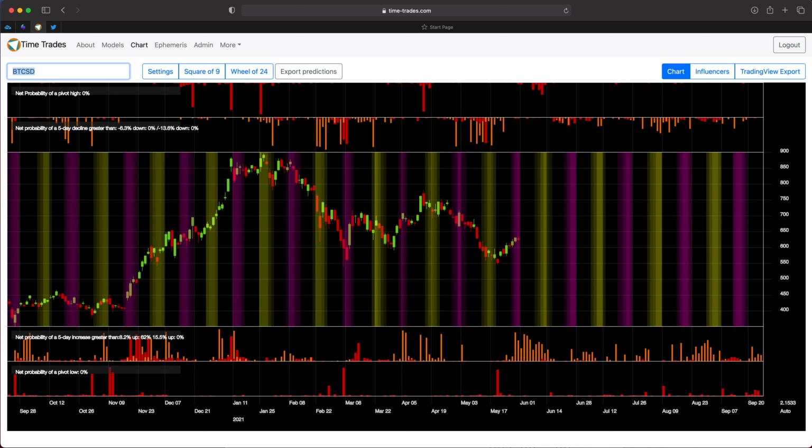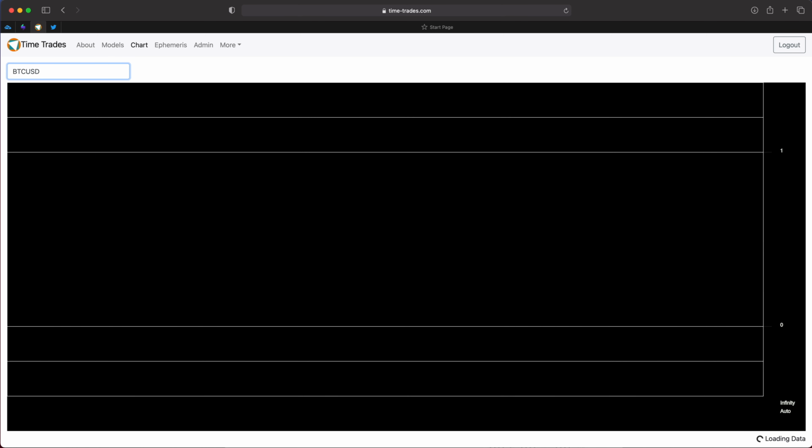I'm going to be talking today about the new Gann Waves feature and how it's sort of changed my perspective on looking at a chart. So let's start with our great example here, Bitcoin.